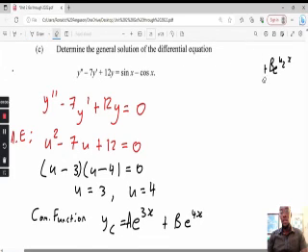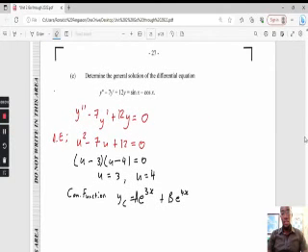Now, you can check these answers by differentiating it twice, a couple of times, and you would realize that it works out like this. So that's our complementary function.